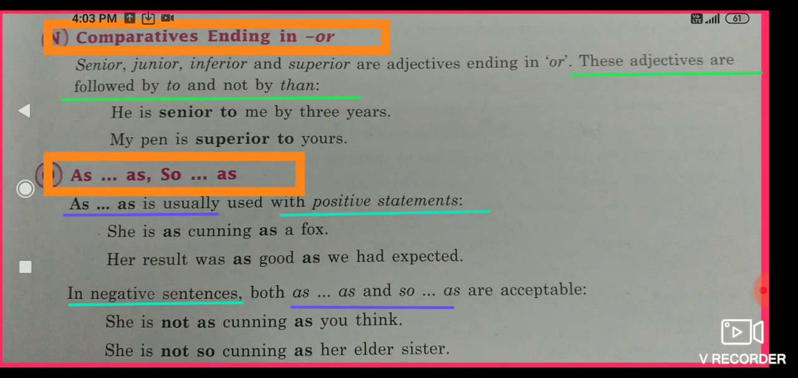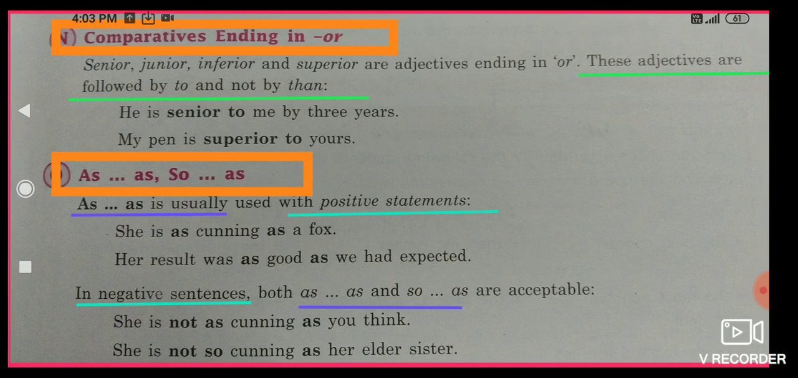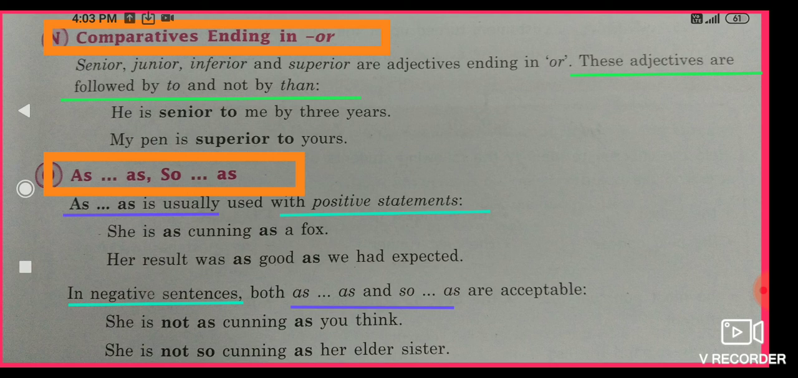Now, comparative adjectives ending with or. There are some adjectives which end with the letters or, and such adjectives are always followed by to, not by than. As we have learned that than is used in comparative degree, but the adjectives which end with or are followed by the preposition to, not by than. Like, he is senior to me by 3 years. Senior to, superior to, junior to, inferior to. Here the letters or are written in the adjective, so they will always be followed by the preposition to.